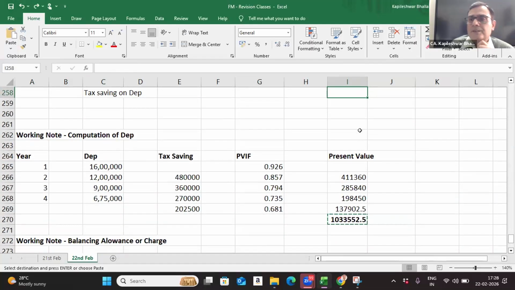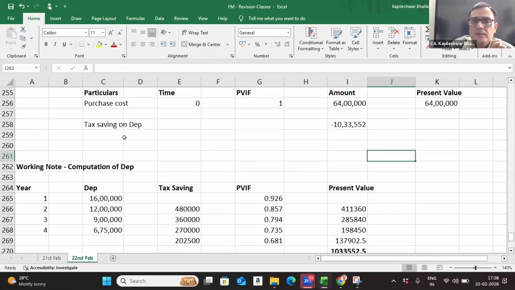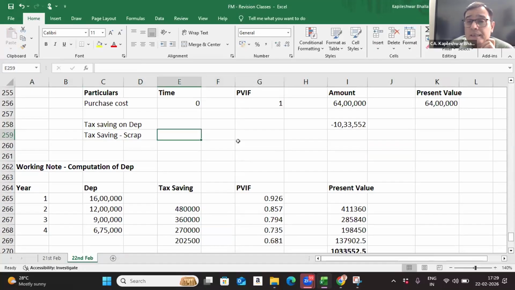I think I'll take it in the brackets. Let me put it in the brackets. This is 10,33,552 because that's an inflow. And then there is going to be a tax saving on the scrap value as well. That's, I think, going to be 1 year in arrear.